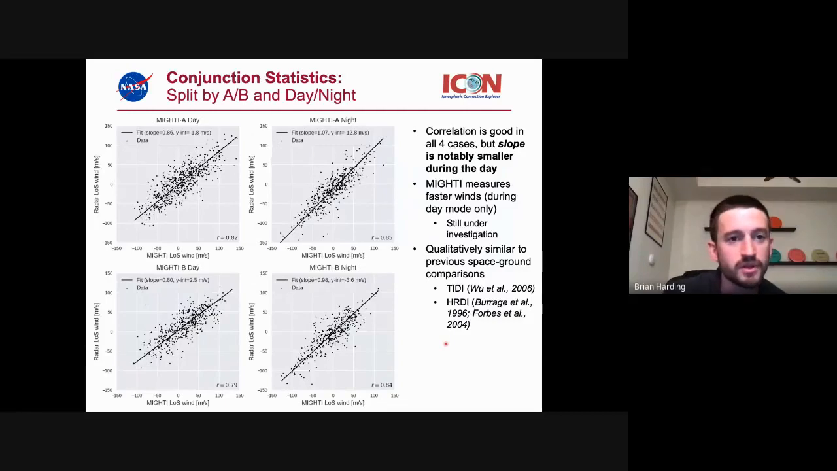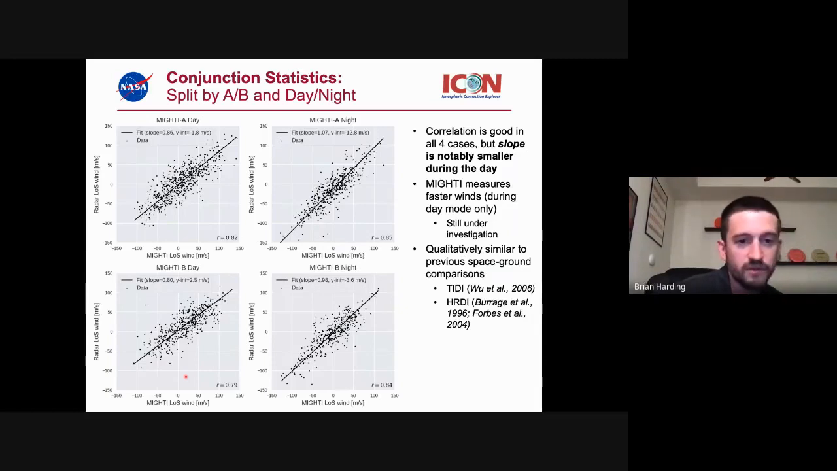There was one mystery with this comparison, though, and that's if you split the data up into day and night and make a separate scatter plot for each of those cases. You see that the nighttime looks good. The slope is near 1, the y-intercept is near 0. Great. During the day, though, the slope is notably less than 1. And that means that MIGHTY seems to measure faster winds, not more positive or more negative, but faster winds than the radars, but during day mode only. We don't understand this, and it's still under investigation.